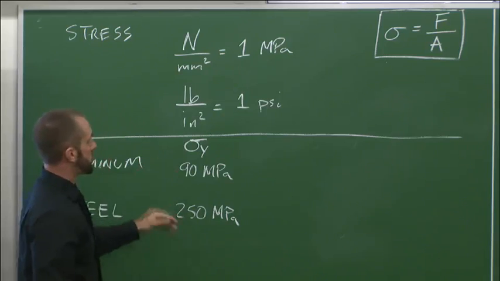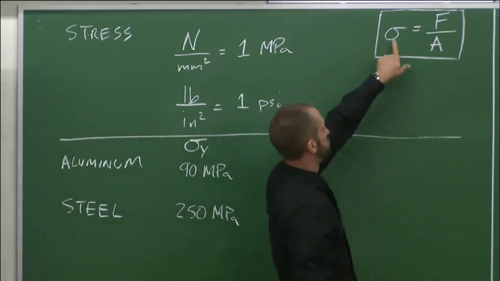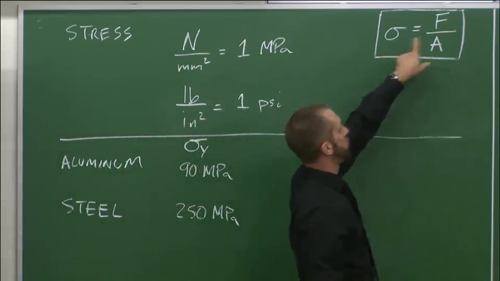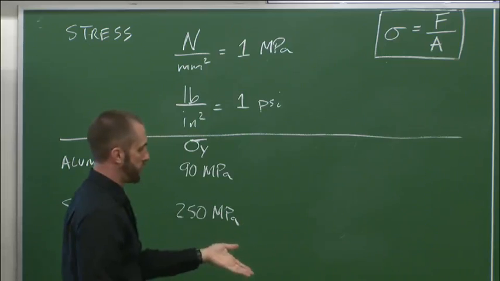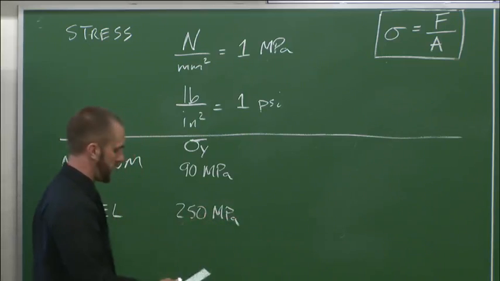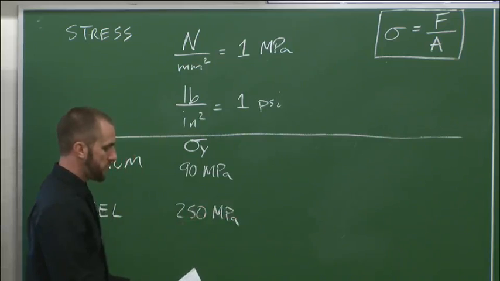So this is the yield stress. If you look at this equation here, the yield stress would go into here. You have the relationship between the force applied to whatever you were applying it to and the cross-sectional area. So that's the yield stress.